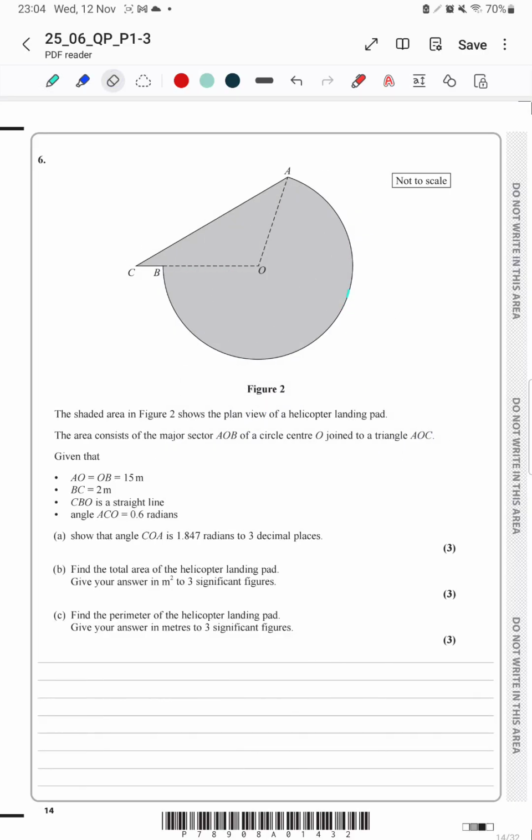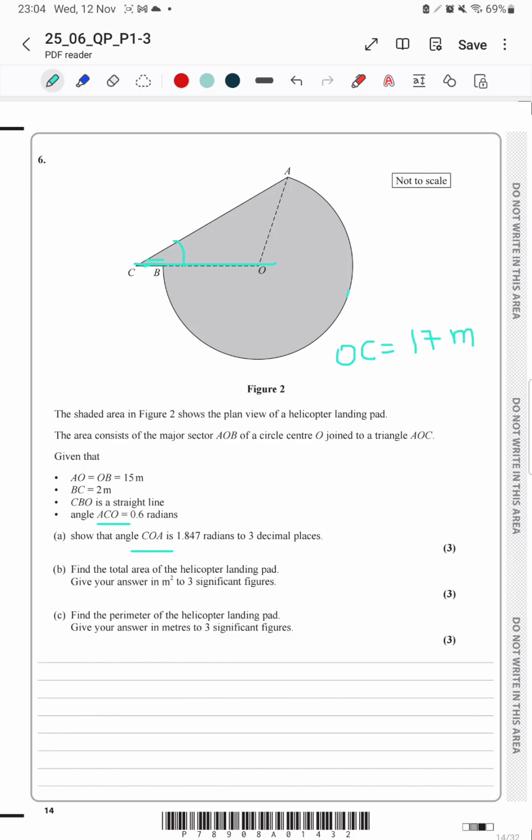So we are given AO, that is the radius, and that is equal to OB, also 15 meters. Then we are given BC, this small part from B to C, and that part is 2 meters. So we can say that OC will be equal to OB plus BC, that is 15 plus 2, which is 17 meters. Then CBO is a straight line, and angle ACO is given as 0.6 radians. Show that angle COA is 1.847 radians to 3 decimal places.